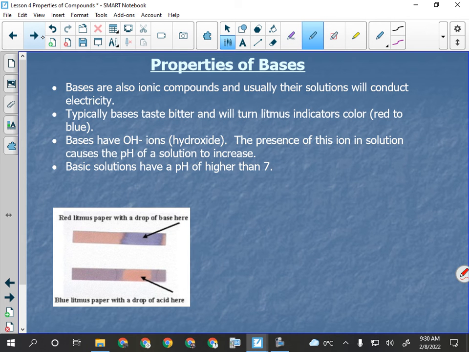They're still an ionic compound, but instead of having all the acidic properties, they obviously have all the basic properties. And what makes something a base is the presence of hydroxide, okay? That polyatomic ion that's in our chart. So if something is an ionic compound, and it can give up OH ions when it's dissolved in solution, it will be a strong base.